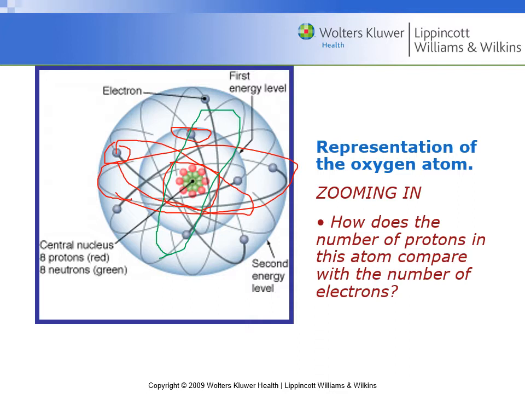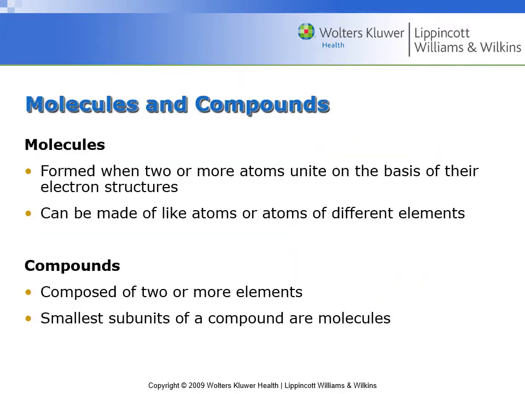The nucleus contains the protons and neutrons, and the orbiting electrons are the negatively charged particles. So let's talk about molecules and compounds.